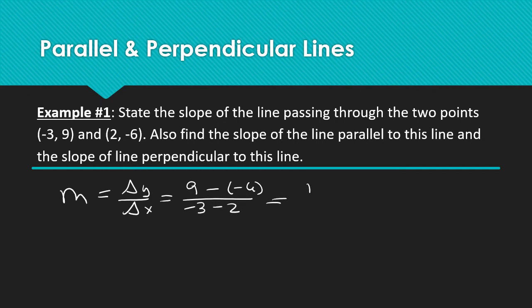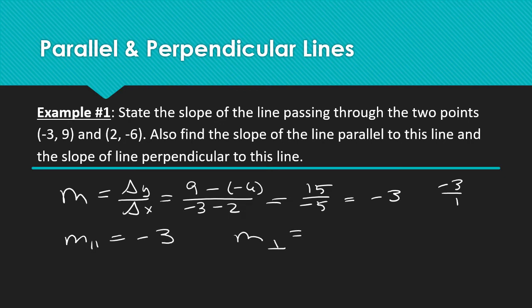9 minus 6 is 3, and -3 minus 2 is -5. So the slope of this line is going to be -3/5. Use good symbols. Make sure you put that little parallel symbol down as a subscript. If I want the slope of a line parallel to this, we have learned that parallel lines have the same slope. So that slope would be -3/5.